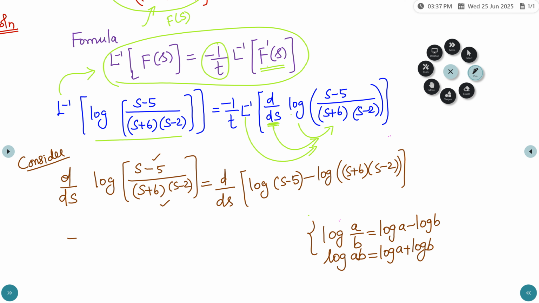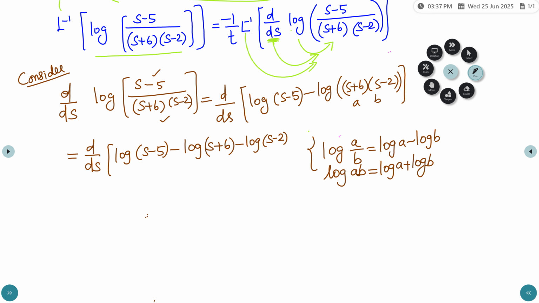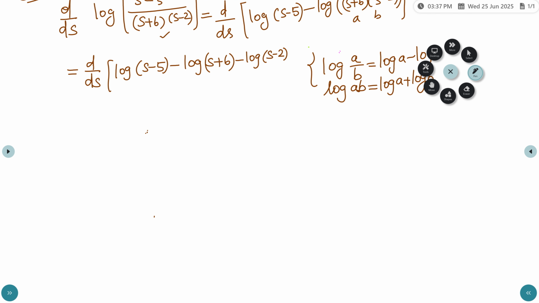Then this can be rewritten as d by ds of log of (s minus 5) minus, this is a, this is b. What is the log ab formula? Log a plus log b. So log of (s plus 6) plus log of (s minus 2). But this minus is common for both the two terms, so minus log of (s minus 2). This is our obtained answer.